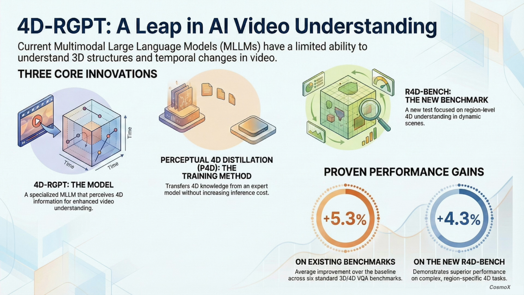Right, and if a model like 4D-RGPT can perceive dynamic regions this effectively, you have to think bigger. This isn't just about better YouTube captions, it raises a really important question for the future. What happens to the safety and reliability of autonomous systems like cars or robotics when their perception moves from just seeing in 3D to truly having 4D insight?